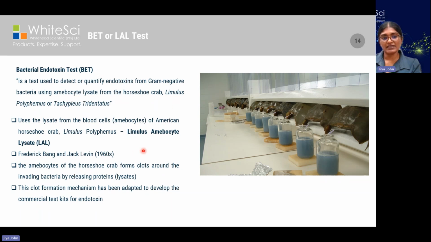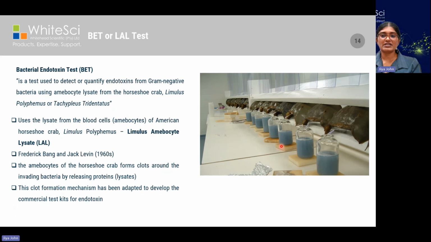The history behind this is that two researchers, Frederick Bang and Jack Levin, in the 1960s noticed that the blood cells of horseshoe crabs form clots around bacteria when they get attacked by the bacteria. They form clots around these bacteria in order to protect themselves from the attack by releasing certain proteins. Then they studied this clot formation and adapted it to develop the commercial kits that we are currently using for endotoxin testing.